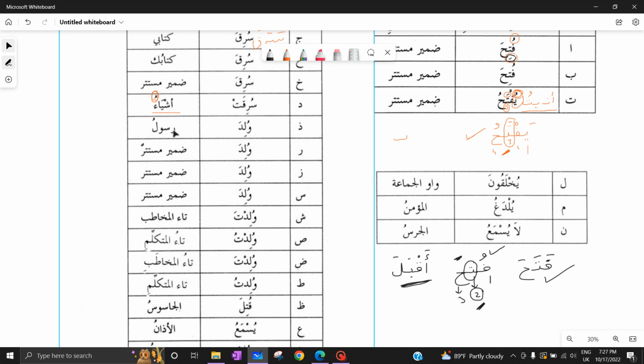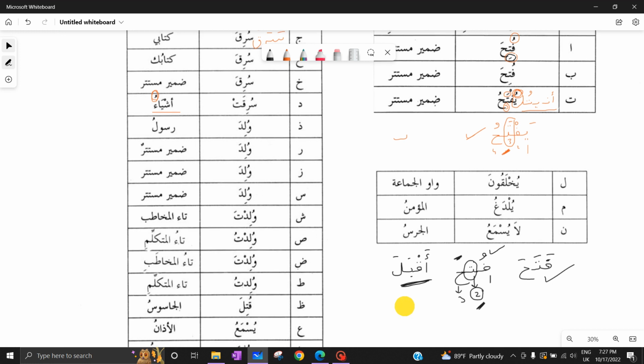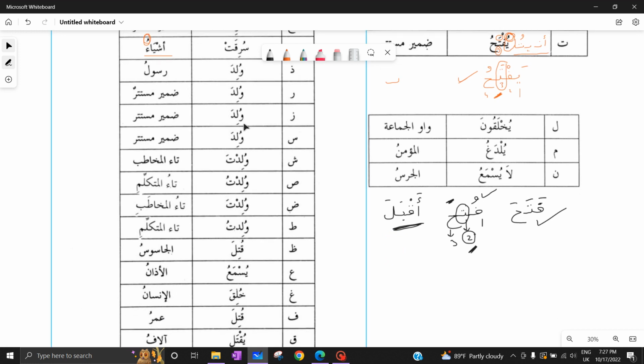Na'ib al-fa'il is rasul. This is according to the lesson. If you want to go and check in the lesson, you can see the sentences. So I will quickly go through all the fa'ils. Wulida is the same. Here there is no na'ib al-fa'il. When there is no na'ib al-fa'il, that means the hidden damir mustatir is the na'ib al-fa'il.